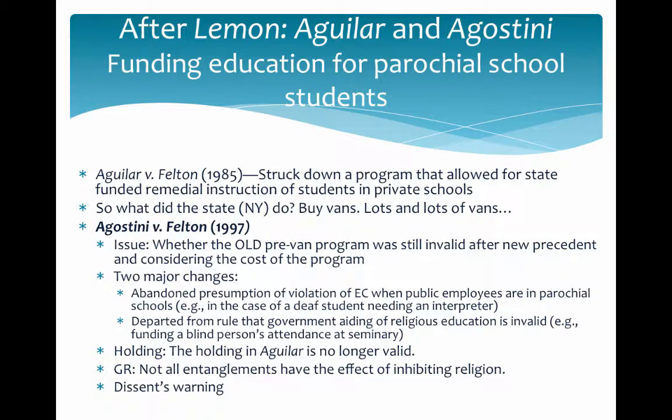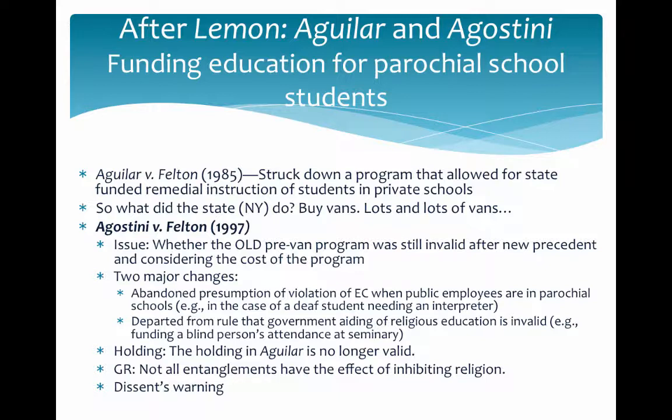The two major changes that they point out in the decision, and that were pointed out to them. One is that cases signaled that they abandoned the presumption that the Establishment Clause is violated when you put public employees in private schools. So that in one case, a deaf student who needed an interpreter was allowed to get that interpreter through publicly funded dollars, even though that student went to a private religious institution. So we no longer have this kind of bright line rule, that the minute a public school teacher steps onto private school grounds there was some sort of violation.